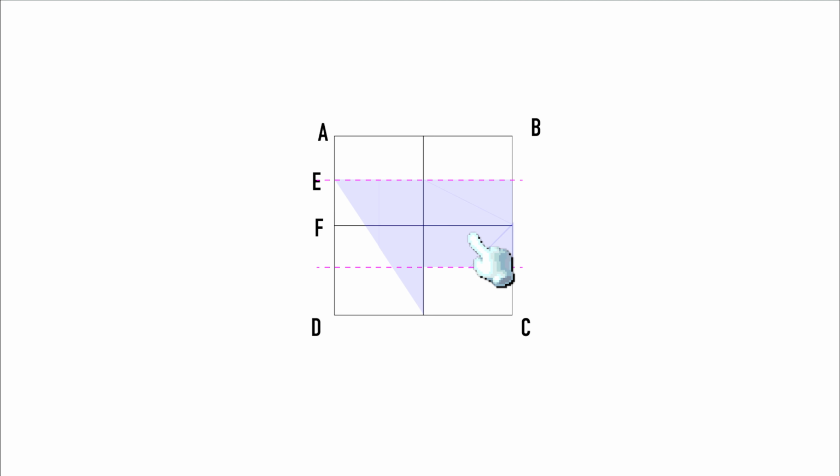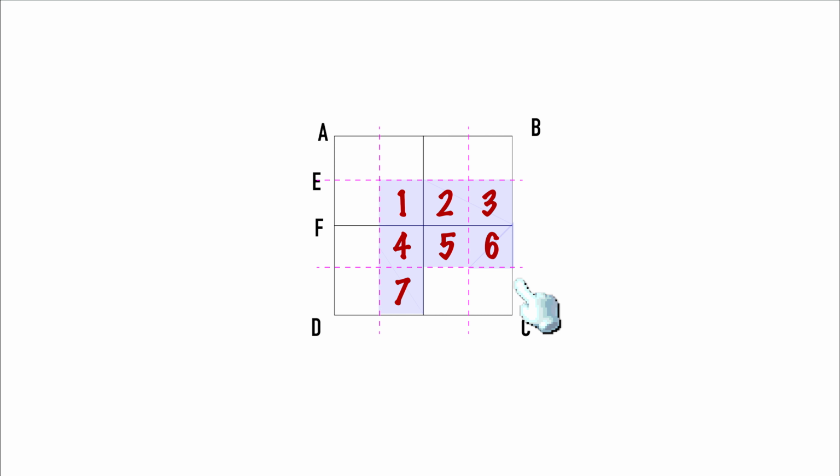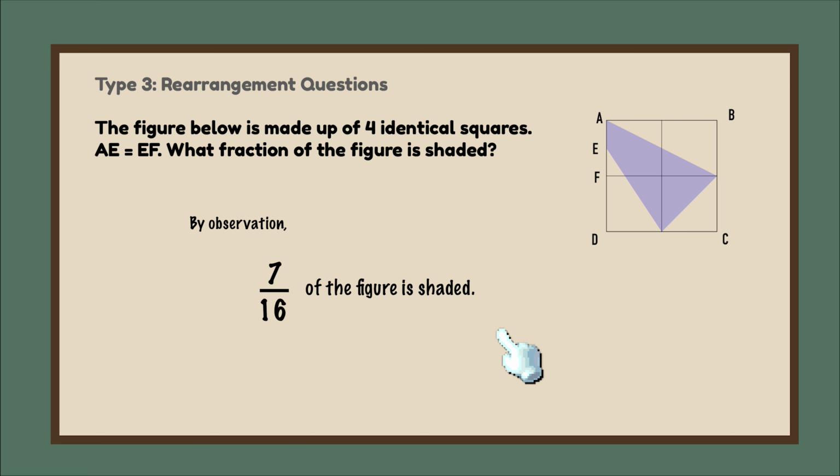Oh, and this triangle is half of these 3 rectangles, so I'm going to cut it into half and move this part over here. Now I count the shaded squares. So that gives me 7 over 16.